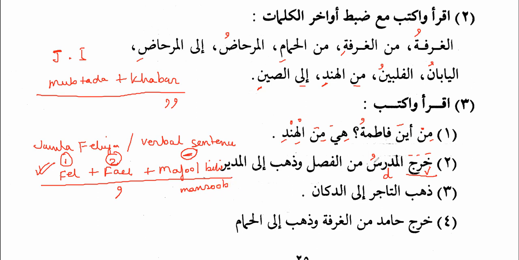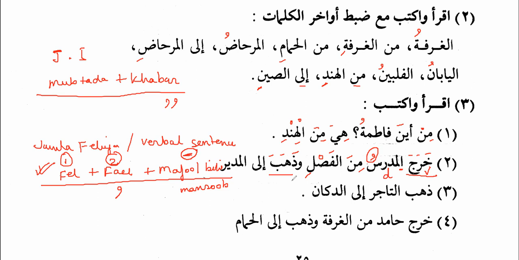That's why mudarris has a single haraka, dhamma, because of al. And why? Because it is the doer, in the position of fa'il. Fa'il is always in marfu' case. Min with fatha, al-fasl, wa dhahaba. Now this is another fi'l coming.